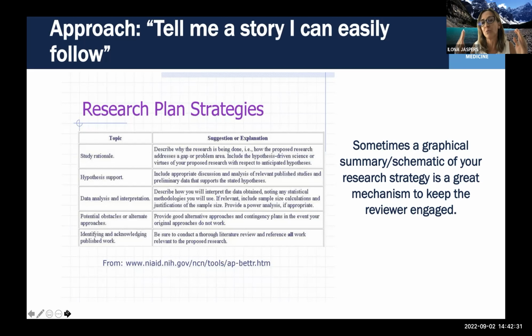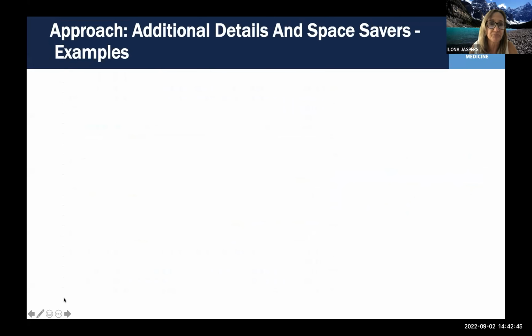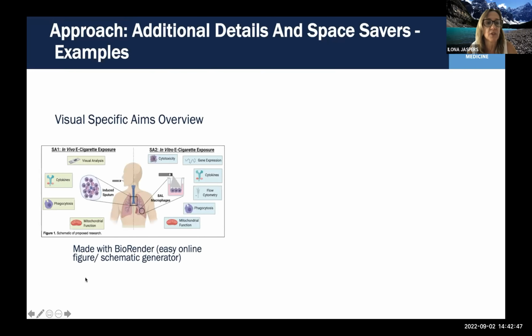So if you just have words on the page, a colored schematic that really summarizes what you're going to be doing in that specific aim is a much welcome change on that page, and keeps a reviewer engaged. So here are just some examples that we've used to provide a visual overview of your aims. Again, this cannot be on your specific aims page, but can actually be at the very end of your background and significance. And I'll get to that in a second, why that actually is important.